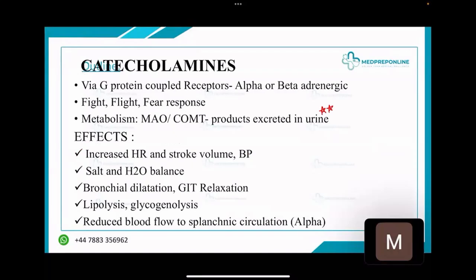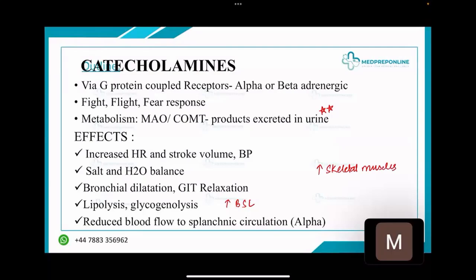Now, as we all know, when we talk about the fight, flight, fear response, all of the effects occur in the cardiovascular system: there'll be increased heart rate, increased stroke volume, and an increase in blood pressure. They have a mild salt and water retention effect. They have a bronchial dilatation effect and GIT relaxation. It causes lipolysis and glycogenolysis, so it increases the blood sugar level. It reduces blood flow to the splanchnic circulation and increases blood flow to skeletal muscles.